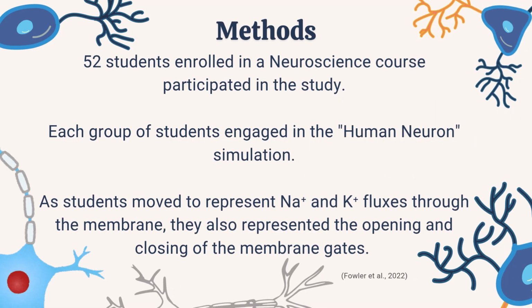The method. There are 52 students enrolled in a neuroscience course, and they all participated in the study. Each group of students engaged in the human neuron simulation. As students moved to represent Na+ and K+ fluxes through the membrane, they also represented the opening and closing of the membrane gates, via Fowler of 2022.